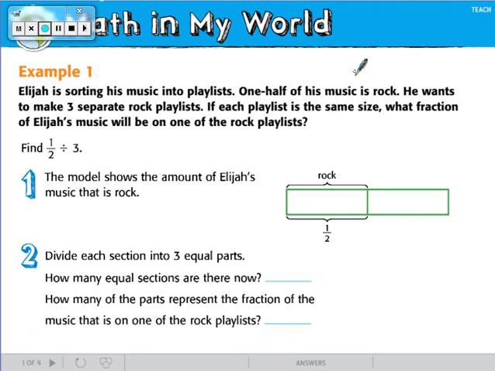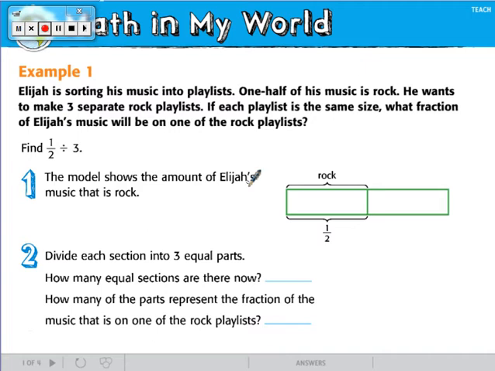It says Elijah is sorting his music in a playlist. Half of his music is rock. He wants to make 3 separate rock playlists. If each playlist is the same size, what fraction of Elijah's music will be on one of the rock playlists? So we're going to find 1/2 divided by 3. Okay? So 1/2 divided by 3.